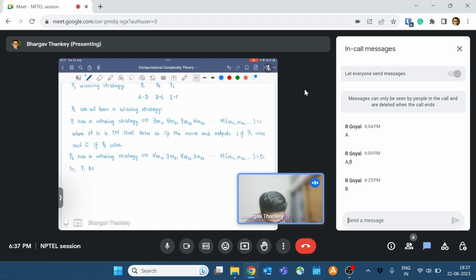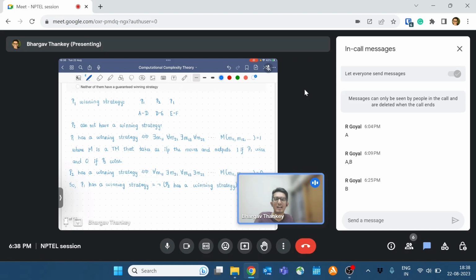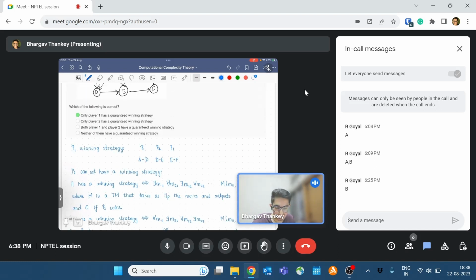P1 has a winning strategy. I'm just writing what we just said. It is the negation of P2 has a winning strategy. And so since P1 has a winning strategy, P2 cannot have a winning strategy. And that shows that option A is correct, right?